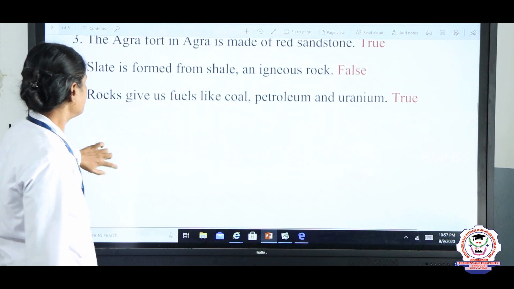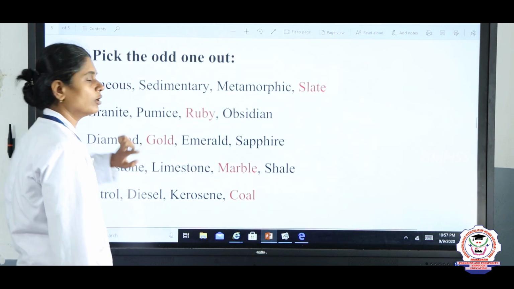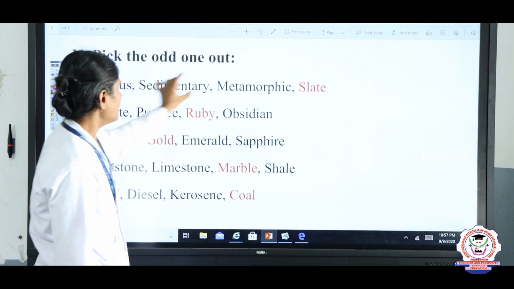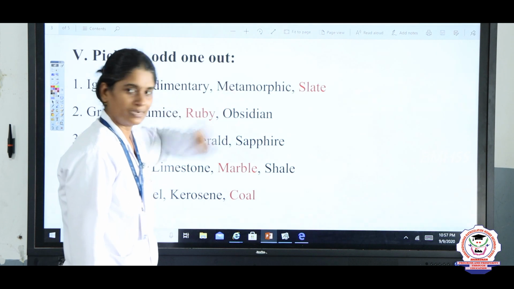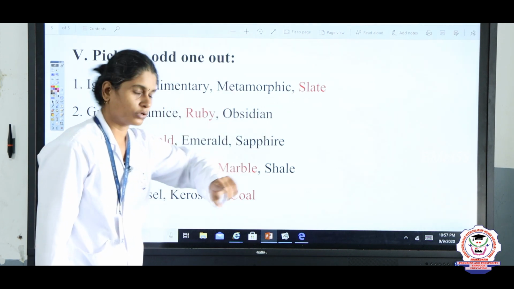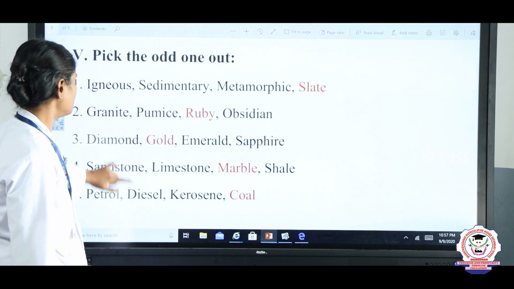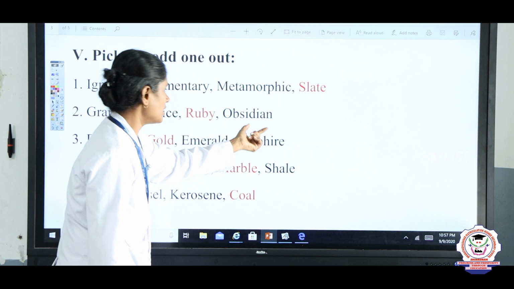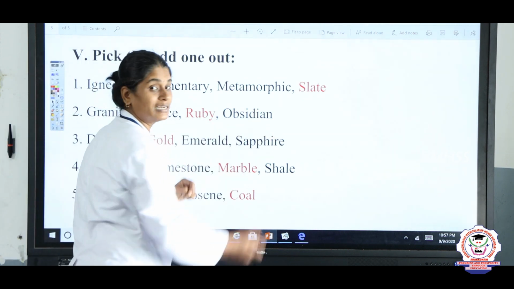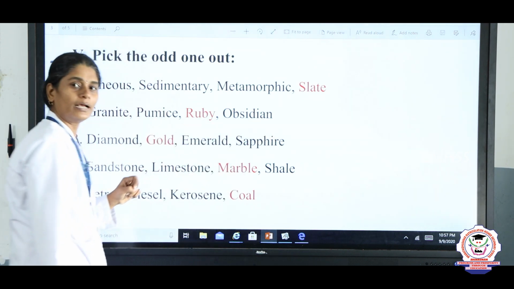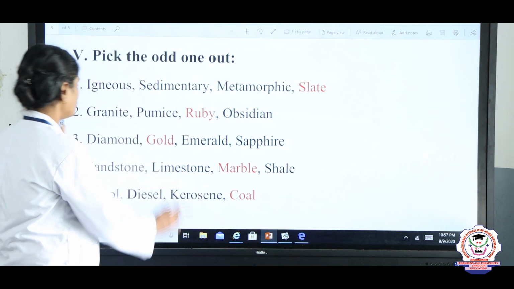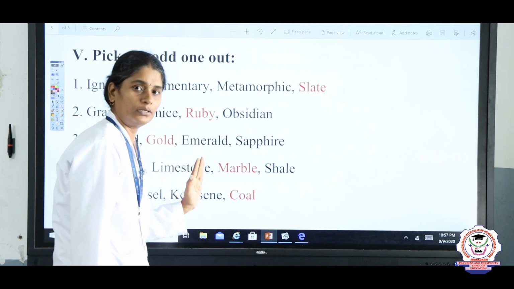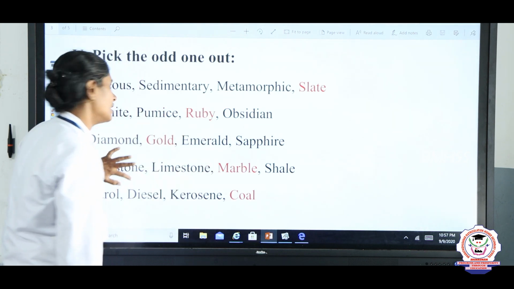So all that is given, and then pick the odd one. Pick the odd one is also a creative question that is added for you. So igneous, sedimentary, metamorphic, these are the types of rocks that we saw, but slate is not a type of rock. So this is the odd one. So like that we have given the examples. So granite, pumice, ruby, obsidian. So granite, pumice, ruby, obsidian, all are igneous rocks, but ruby is not an igneous rock. So like that you have to go through the given options and find the odd one from the given answers, right.